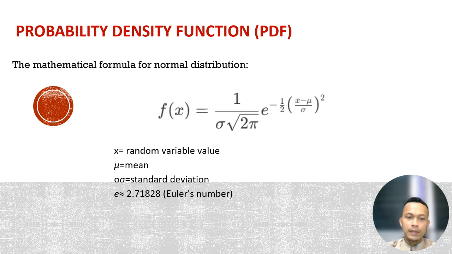The probability density function, the mathematical formula for normal distribution. We have to know the formula here: random variable value, mean, standard deviation, and Euler's number.